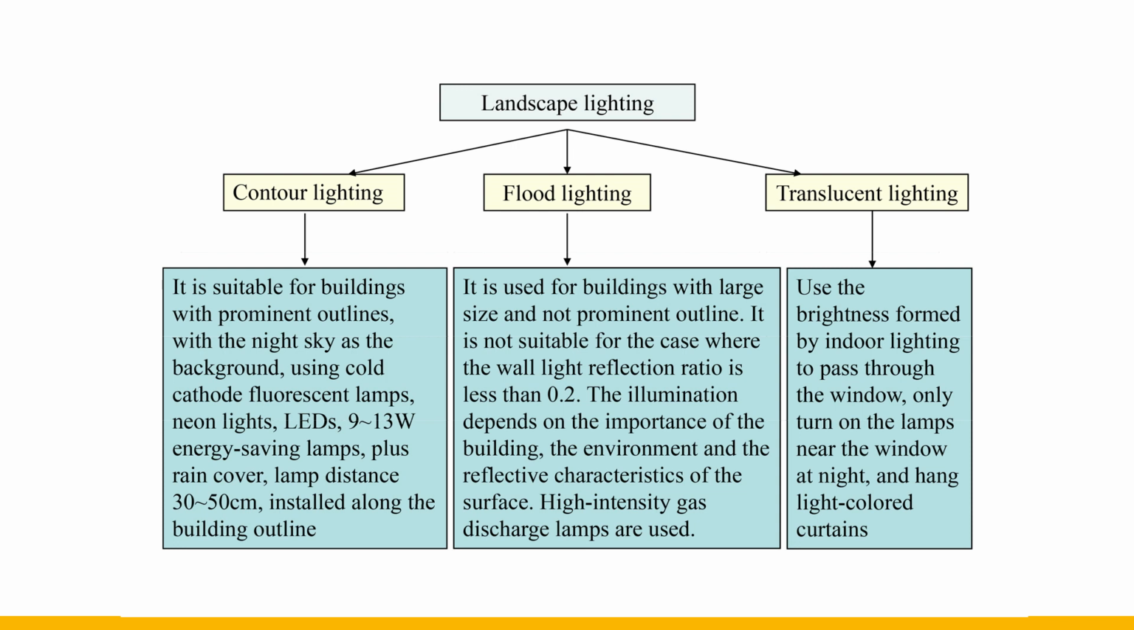Translucent lighting is a lighting method that uses indoor light to transmit outward. At night, you only need to turn on the lamps near the window and hang light-colored curtains.